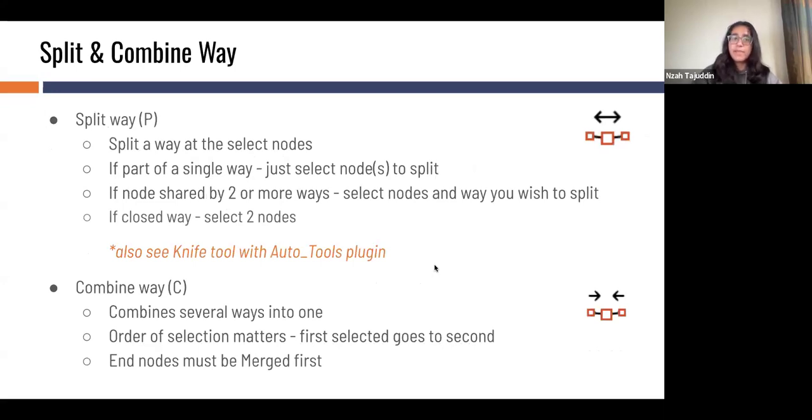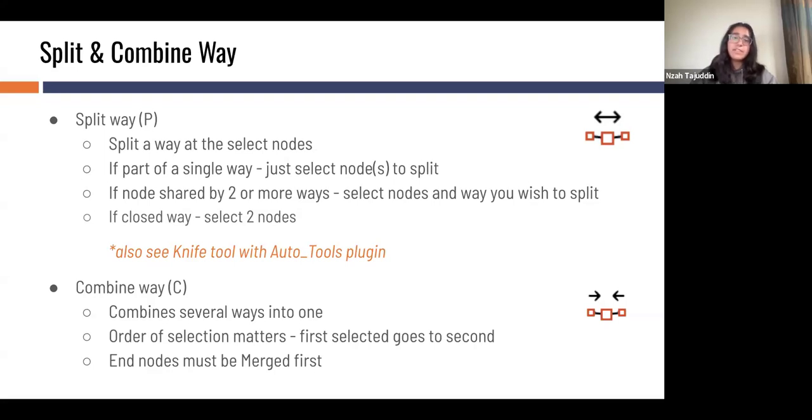Next is split and combine ways. Split ways is using the P key, or again, all of these tools will be in the top left bar tools screen or in the more tools screen. You want to split a way at the selected nodes.